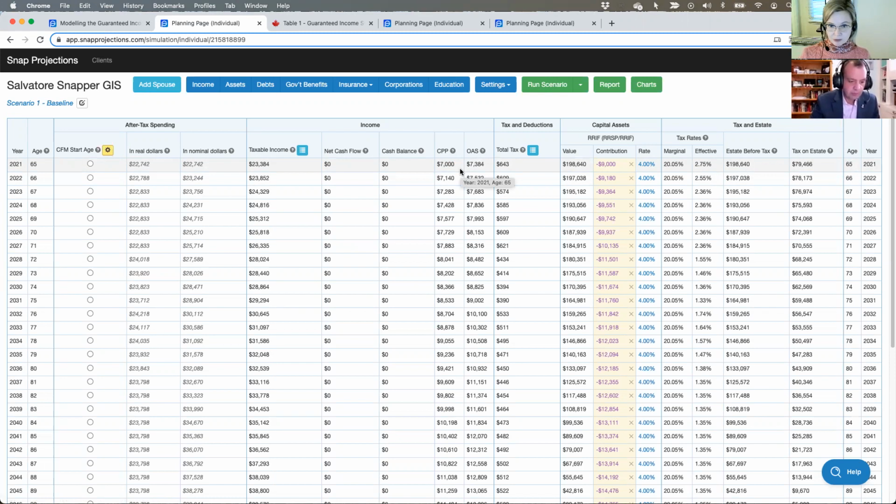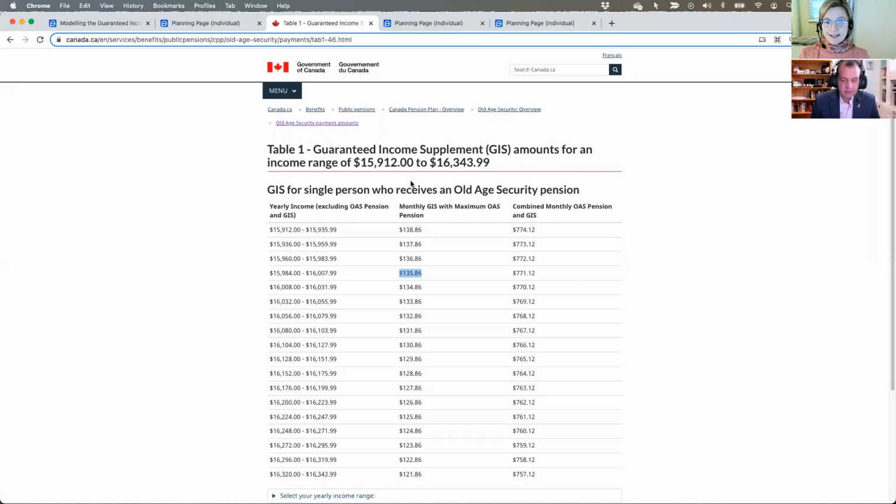We can exclude OAS income. So what we can do is look up under this table, which is linked to in the article. We were looking for a single person who is receiving OAS, which you need to be in order to receive GIS as well. So in this range, there's so many ranges, which is why it's really difficult.